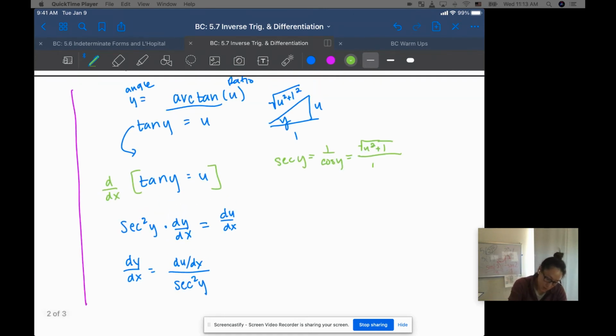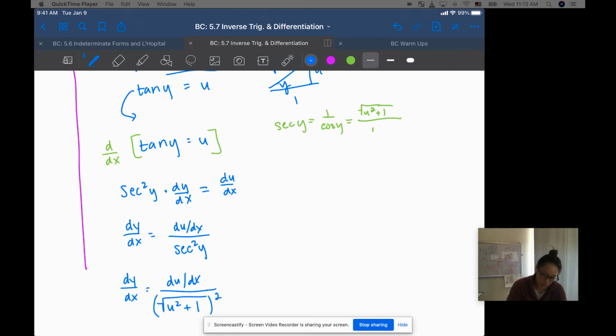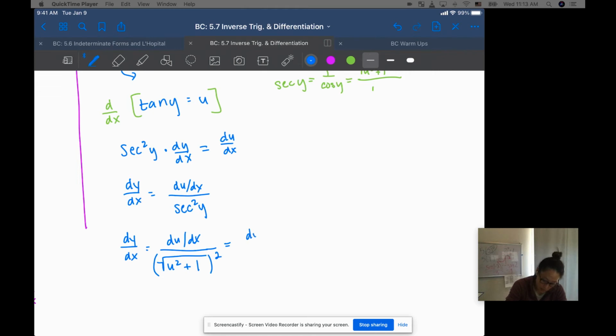Okay, so hypotenuse over the x value. All right, so I get dy/dx is equal to the derivative of u over the square root of u squared plus 1, and that's squared because it's secant squared. Okay, so simplified, du/dx over u squared plus 1.